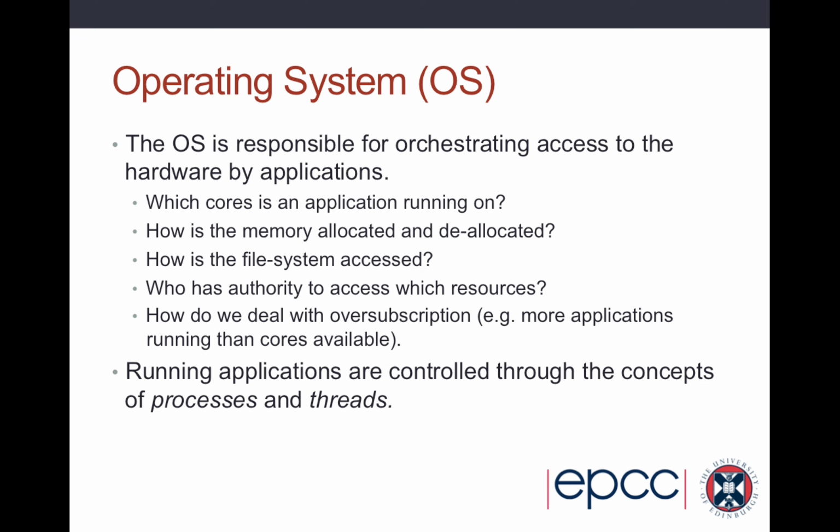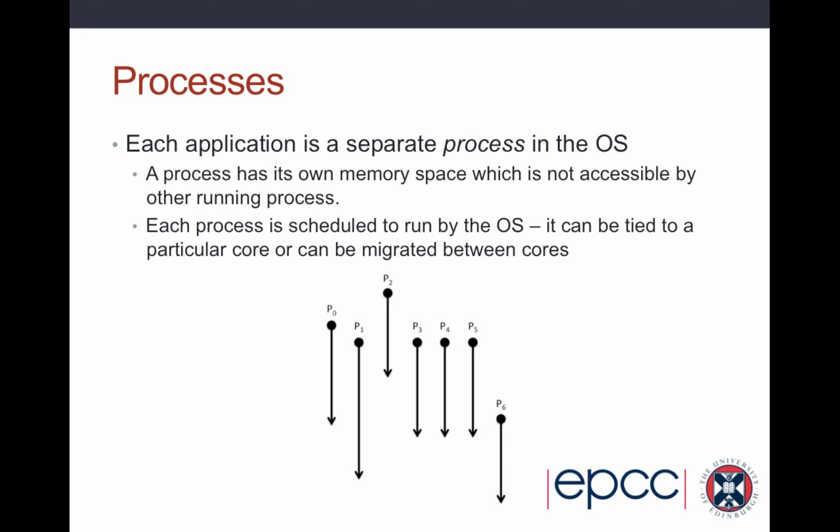So many people run on their laptop, I don't know, 5, 10 programs, and generally they'll have a quad-core processor in there. How does the OS deal with this? How does it make sure that the right application has access to the core at the right time? And these running applications are controlled through the concepts of processes and threads. We'll deal with processes first because they're what people most commonly come across.